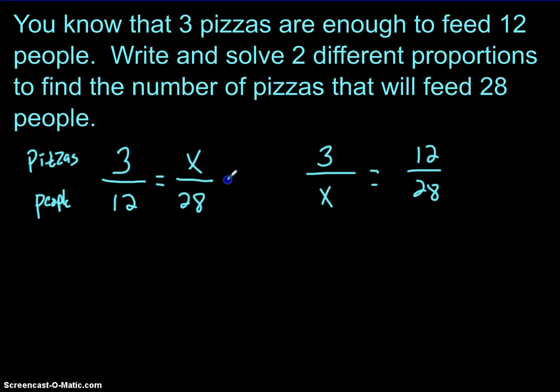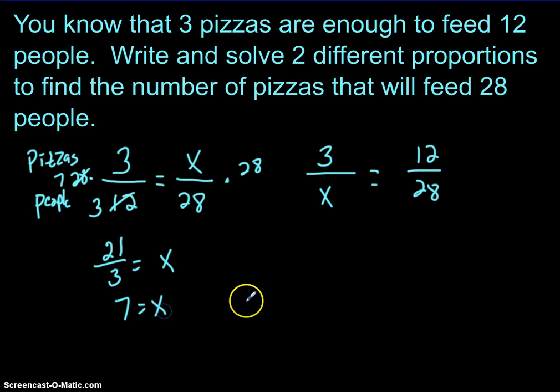So what I'm going to do is multiply each side by 28. Okay, 12. What goes into 12 and 28? Well, let's see, that's going to be 2, 4, yeah, and that's going to be a 3. 4 goes into 28 7 times. Okay, 7 times 3 is 21. I get 21 over 3 equals x. Well, 21 divided by 3 is 7. So it would take 7 pizzas.